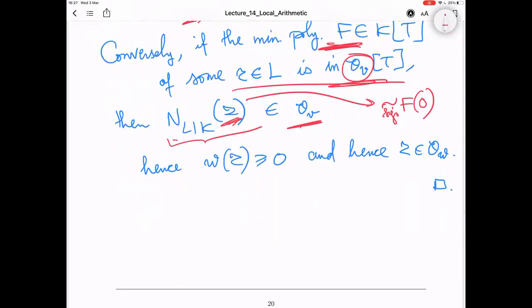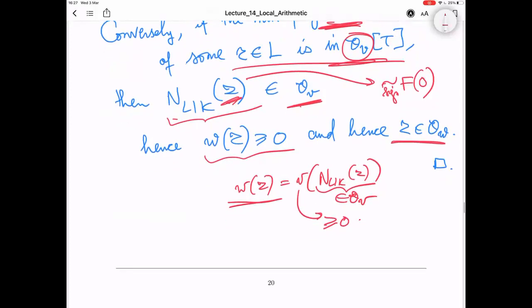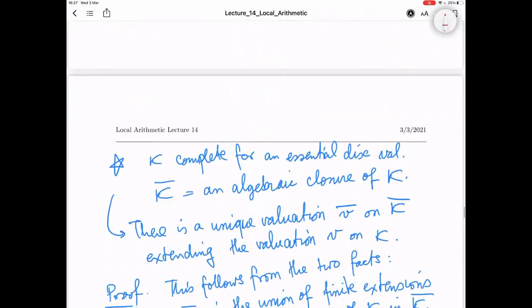And if the norm is in OV, then W of Z is positive, because W of Z is V of the norm L over K of Z. If this is in OV, that implies that V of that thing is positive, so W of Z is positive. So Z is in OW because its valuation is positive. So that was easy.